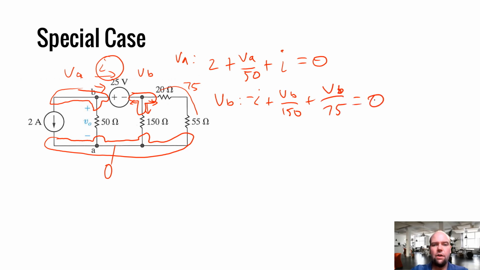And all that equals 0. Okay. Well, the good news is we have these two equations. And if we add these two equations together, we can get rid of this I. So let's add these two equations together.